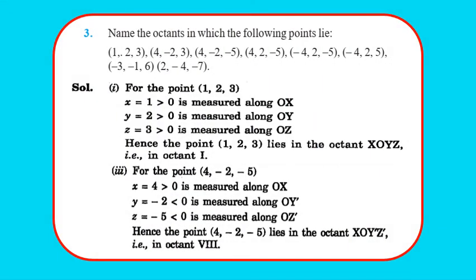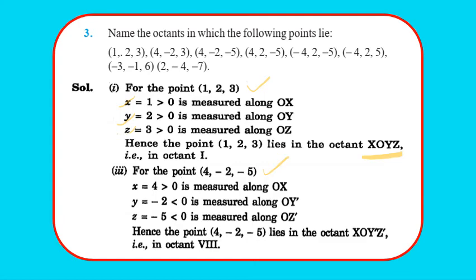Moving to question 3. Name the octants in which the following points lie. Certain points are given and we have to find the octant in which they lie. Suppose we take the first point, that is (1, 2, 3). Here x is 1 which is greater than 0, y is 2 which is greater than 0, z is 3 which is also greater than 0. It means all are measured along the positive axes only. All the axes are positive, so the octant will be XOYZ. Clear? All taking positive.